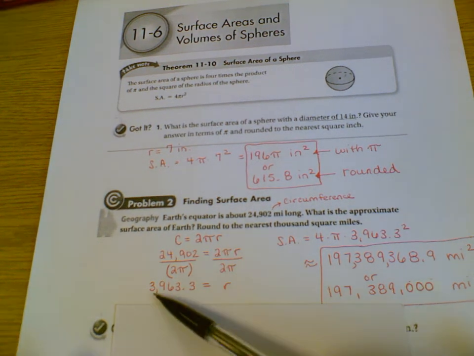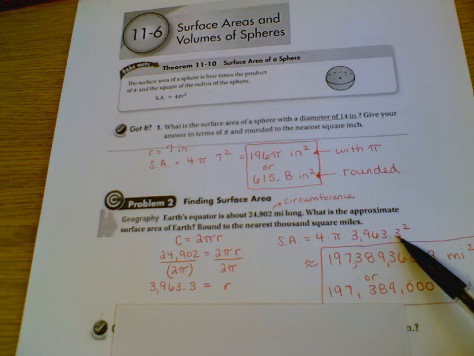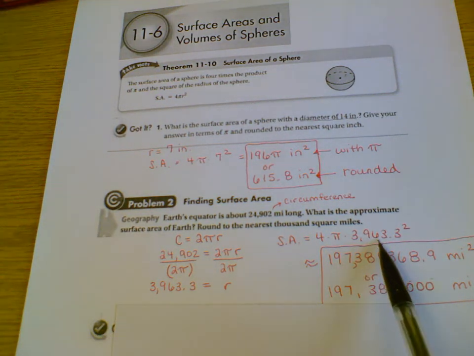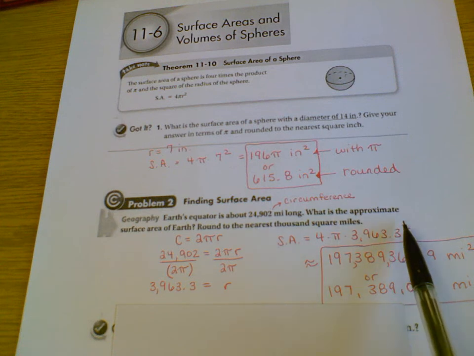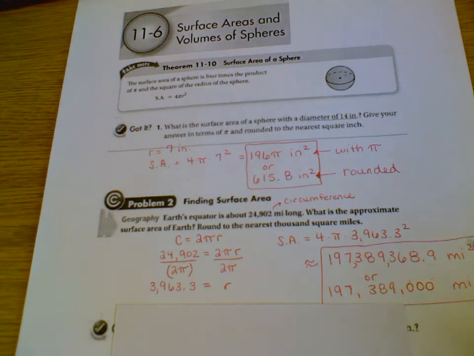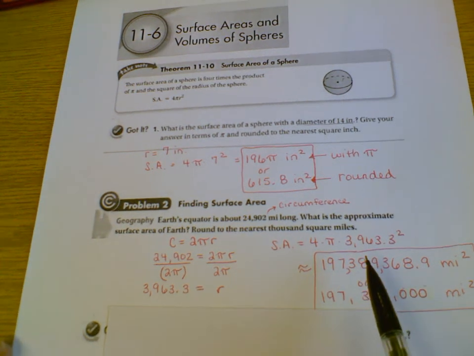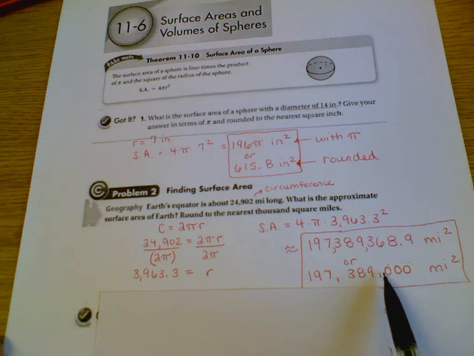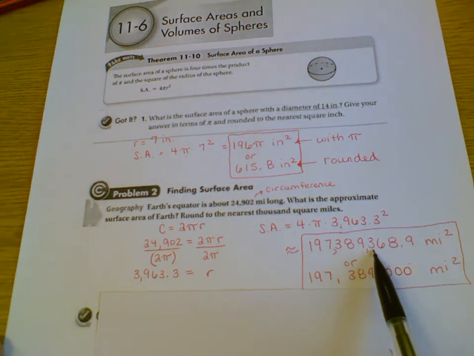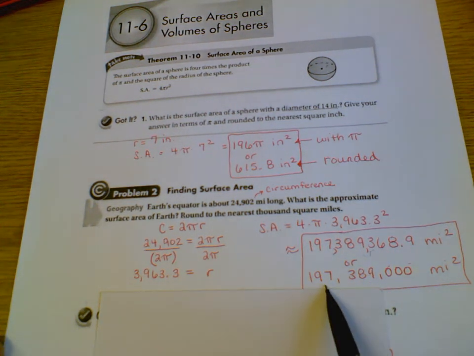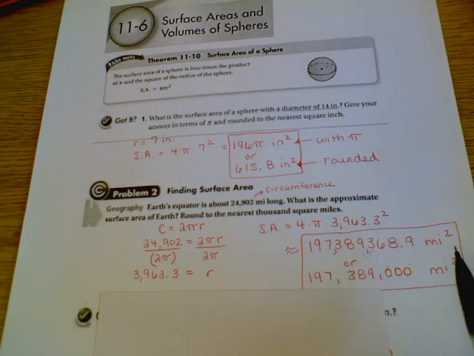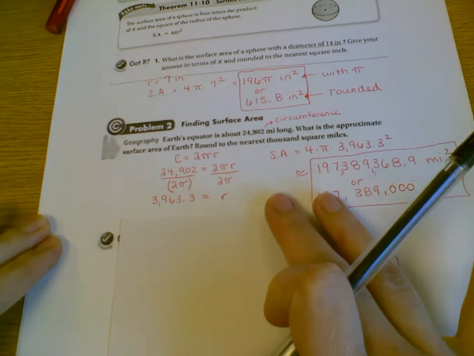So we have to solve for the radius before we can find the surface area. That's why they gave us that circumference number. So now I can just plug that in into my surface area formula, square it, and multiply it with pi. Now if we're just rounding like we normally have been, this would be my actual answer, but the directions do say round to the nearest 1,000 square miles. So that means I would look at this to round up or down. So that's why I rounded to 197,389,000 miles squared.